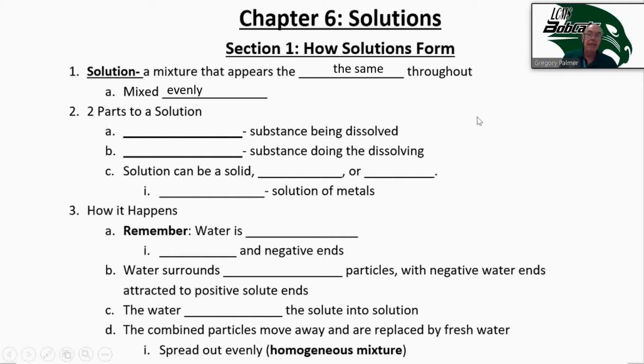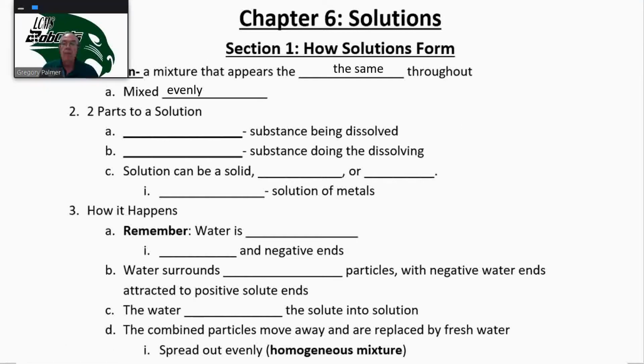Okay, so a solution, as we recall, is a mixture that appears the same throughout. That means it's mixed evenly. It's the same everywhere. Remember, it was the one where the particles are so completely dissolved that light would pass through it. And one of the things we didn't talk about earlier were the different parts of the solution. Okay, there's the solute, which is the stuff getting dissolved. So like if you dump sugar in water, the sugar is the solute, and the stuff that does the dissolving is called the solvent.